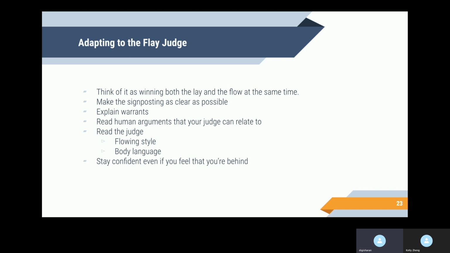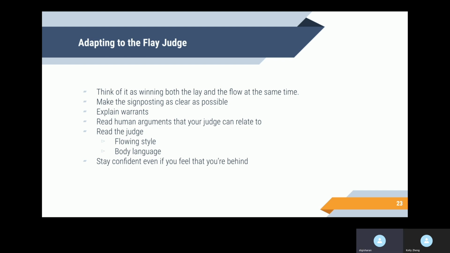So adapting to the flay judge, depending on the type of judge, think of it as winning both the lay and the flow at the same time. And what this means is that perceptually and on the flow, you should be winning the debate. And that should be your goal instead of prioritizing one or the other. Make the signposting as clear as possible, so no matter how well they flow, they know where you are at all times in terms of their flow. And make sure you're explaining the warrants. Every judge wants to hear why your argument is true and implicate why it matters in the real world.